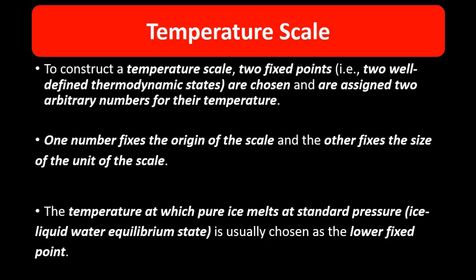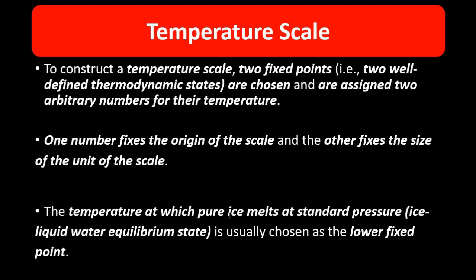For that, two fixed points are required, two reference levels. Generally those two reference levels are the melting and boiling point of water in the ice, water and water vapor equilibrium. So those two fixed points are generally the melting and boiling point of ice and water respectively. Once we define two fixed points, they have to be divided into certain divisions. That defines the unit of the scale.